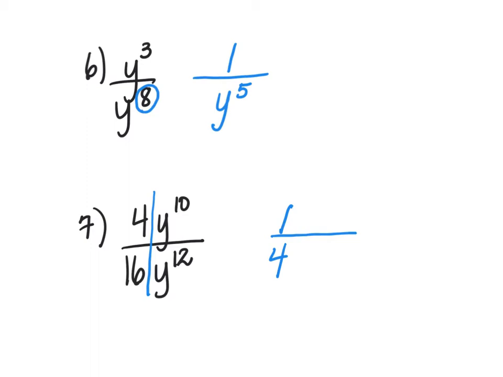Now let's move on to our y's. We have that like base. We have more y's on the bottom, so that means I'm going to keep my y's on the bottom when I finish. So 12 take away 10 is 2. So my answer is 1 over 4y squared.